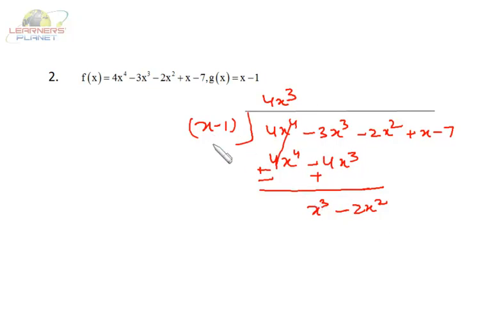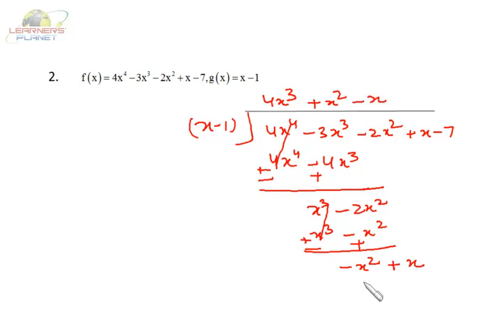Now we want x cube, so x should be multiplied by x square, so we will get x cube. Now x square into x is x cube, and x square into minus 1 is minus of x square. Further, let's deduct. So it's minus 2x square plus x square, will be getting minus of x square. Then plus x. Further, we want minus x square. We are having x over here, so just multiply it to minus x. So it's minus x square. Then minus x into minus 1, will be getting plus x.